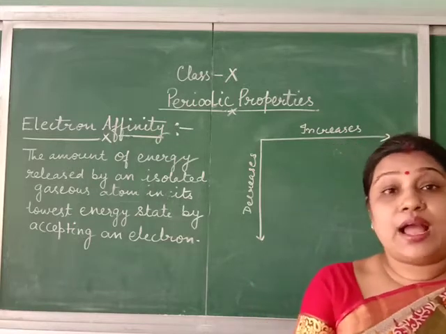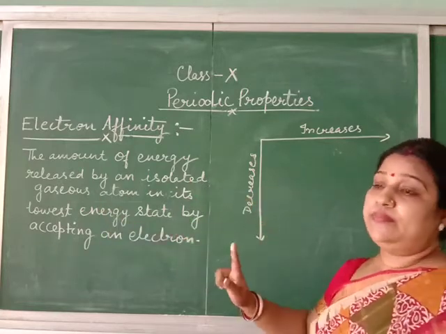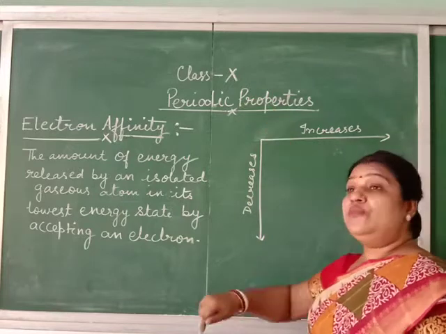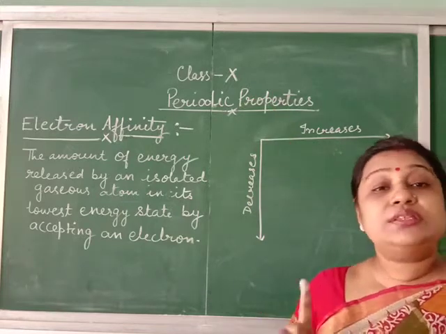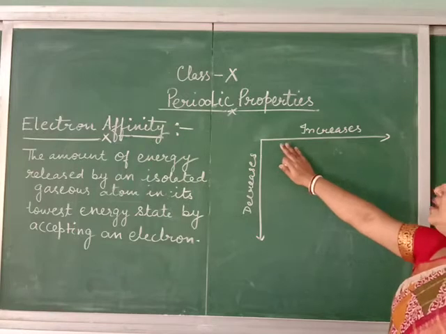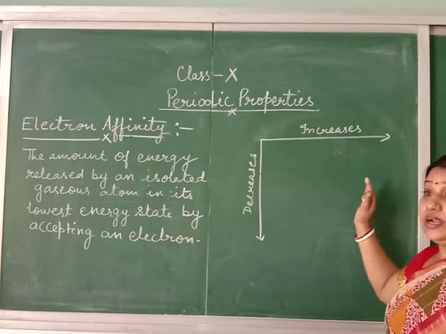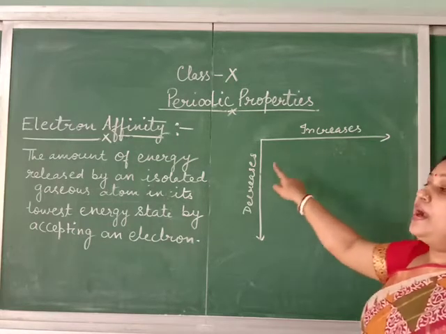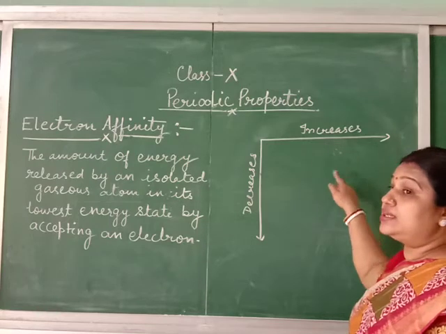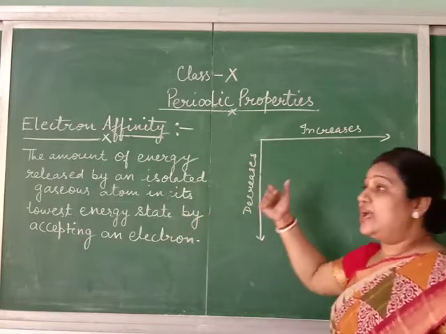Nuclear charge means the positive charge present in the nucleus, which is equal to the number of protons. I also explained in my last video that when we move left to right, the number of shells remains the same, but the number of valence electrons increases. Similarly, moving top to down, the number of valence electrons remains the same, but the number of shells increases. So going left to right in any one period, the number of shells is the same, but one electron and one proton is added, meaning the number of protons increases. That means the positive charge on the nucleus, the nuclear charge, increases.